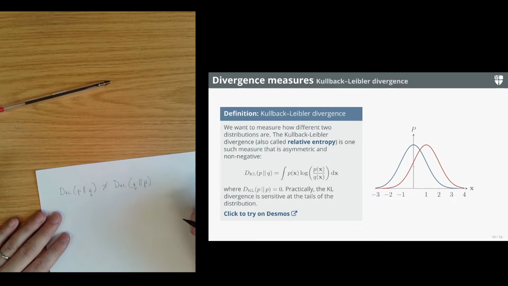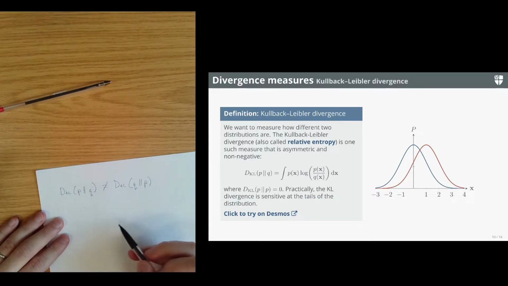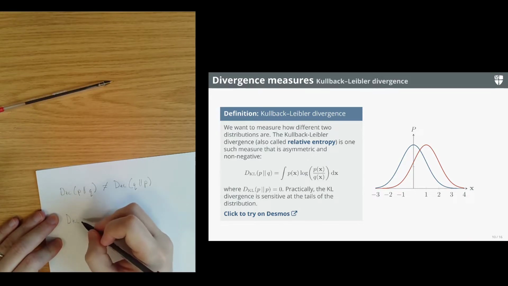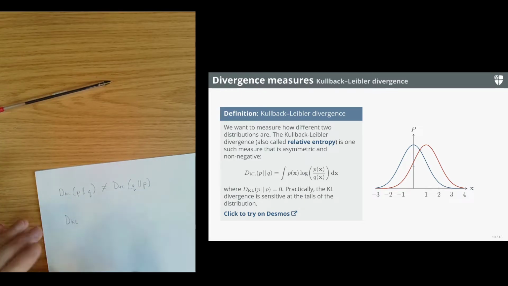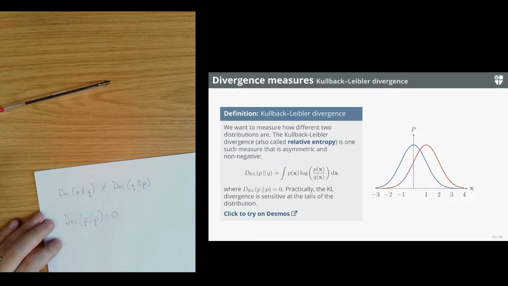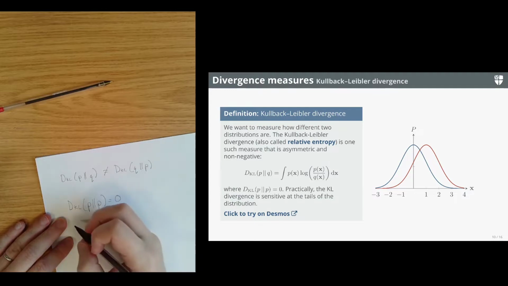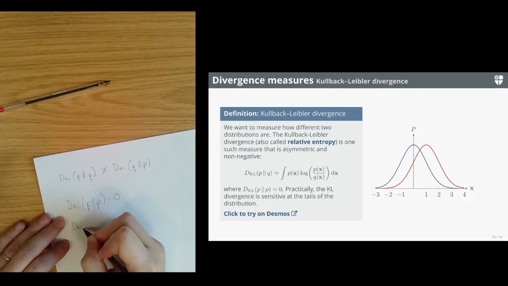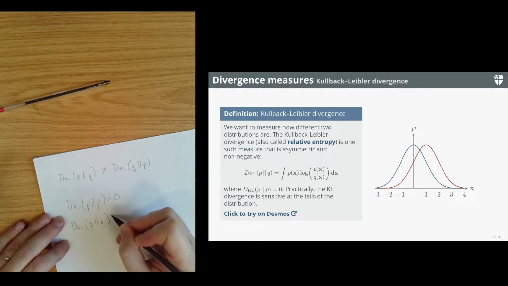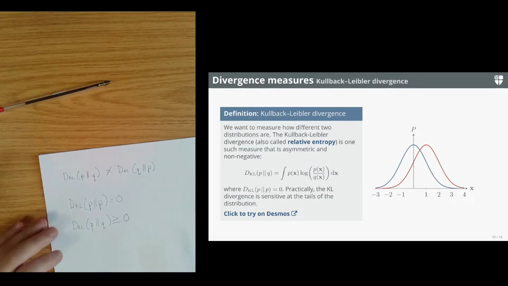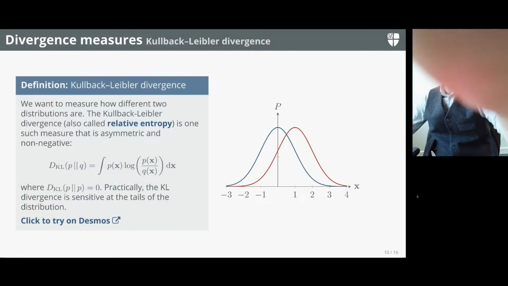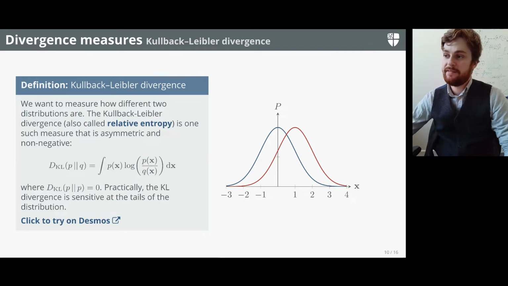It's a measure because it's non-symmetric. Secondly, the distance between the same two distributions is 0. So the KL divergence between P and P is going to be equal to 0. And lastly, the KL divergence is non-negative, so the KL between P and Q is always going to be greater than or equal to 0. From a practical perspective, you can think of this really as the surprise between the distributions. And it's particularly sensitive to the tails of the distributions.